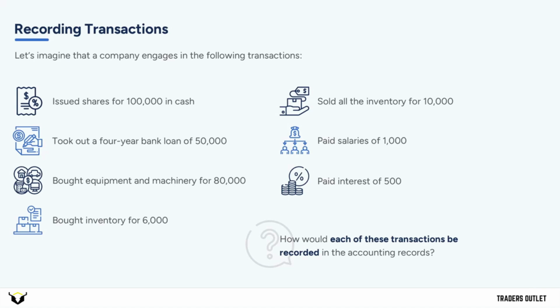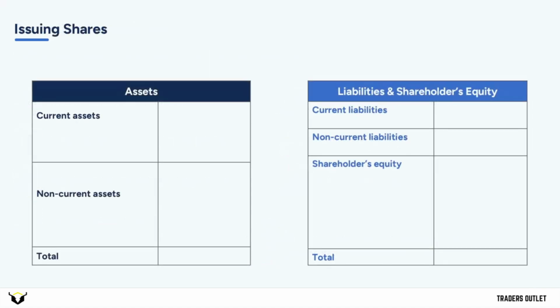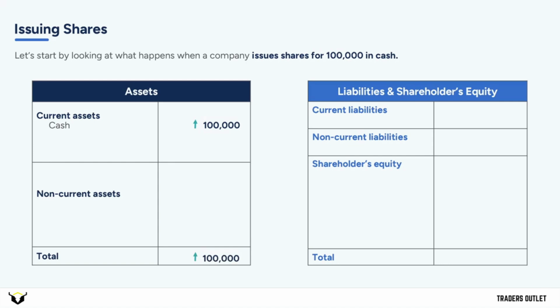Let's start by looking at what happens when a company issues shares for $100,000 in cash. First, the company's cash balance increases from 0 to $100,000. This is recorded as a current asset on the left side of the balance sheet. Now, to ensure that we are constantly balancing, we would have to record a transaction on the right side of the balance sheet as a liability or equity.